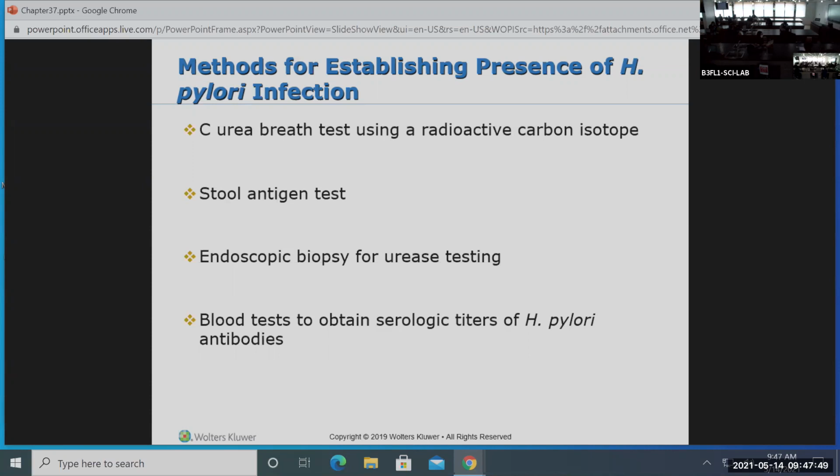This is number one. Number two, stool test for antigen, because this H. pylori, they do produce immune response. Number three, endoscopic biopsy for urease testing. They take the tissue from the stomach and do the biopsy. Number four, blood test to obtain serologic titers. This is most common for H. pylori antibodies also. If it is positive, then the treatment regime is completely different, not only antacid.